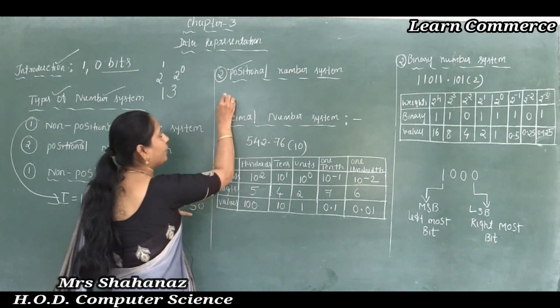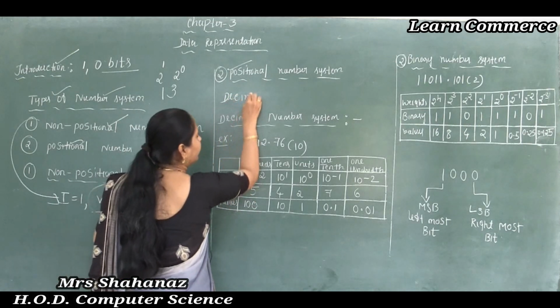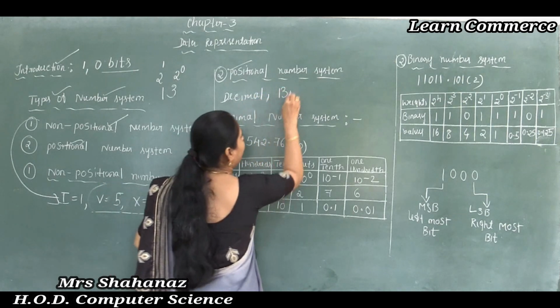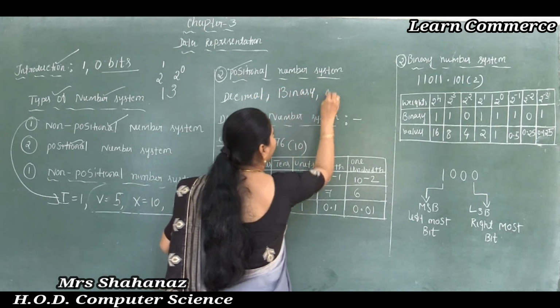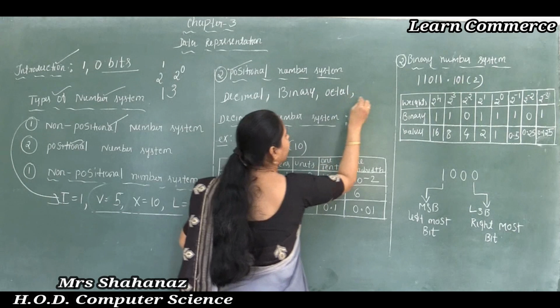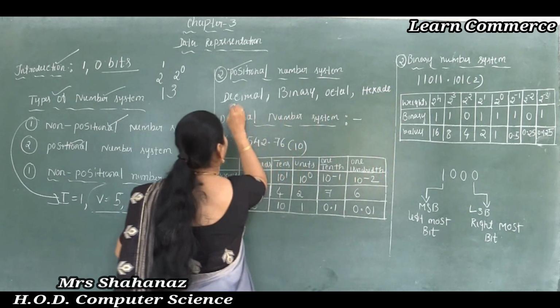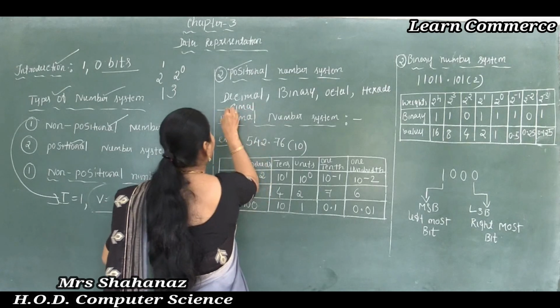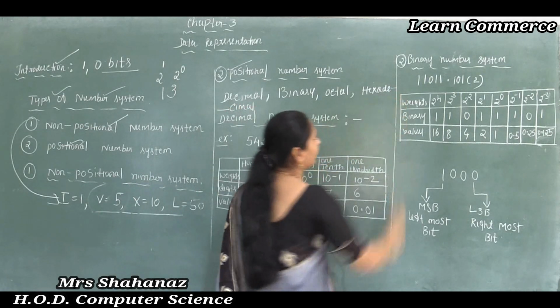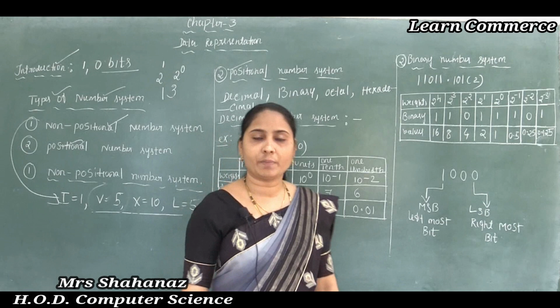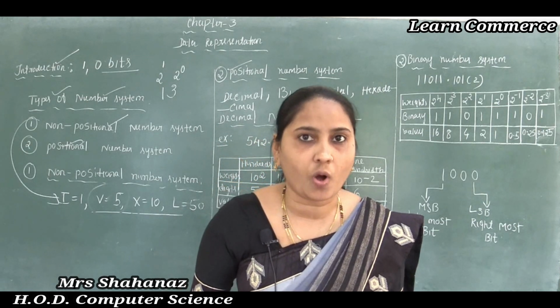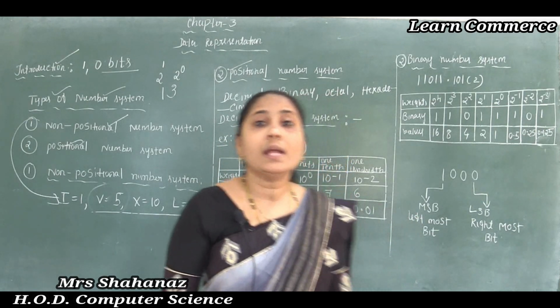Some of the examples: the first one is decimal, the second example we can use as binary, the third example is octal, and the last example is the hexadecimal number system. Clear this point here? The hexadecimal number system is one of the examples of our positional number system.